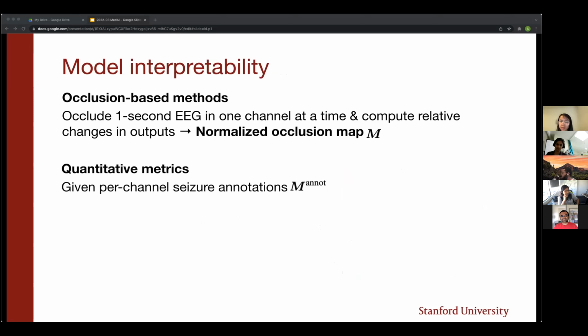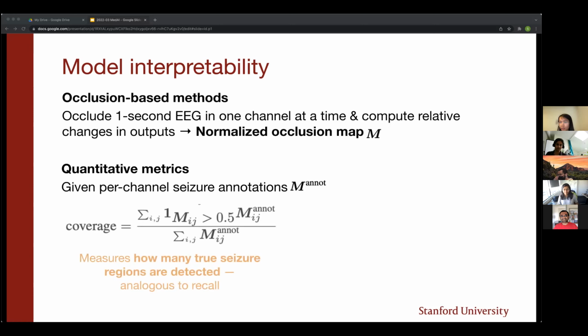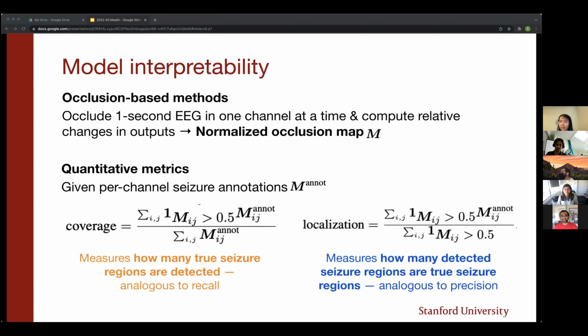To quantitatively measure the model's ability to localize seizures, we define two metrics called coverage and localization. For this definition, we need ground truth per-channel seizure annotations, which are provided by the dataset we use. Coverage measures how many true seizure regions are detected, which is analogous to recall in binary classification. Localization measures how many detected seizure regions are true seizure regions, and it is analogous to precision in a binary classification problem.